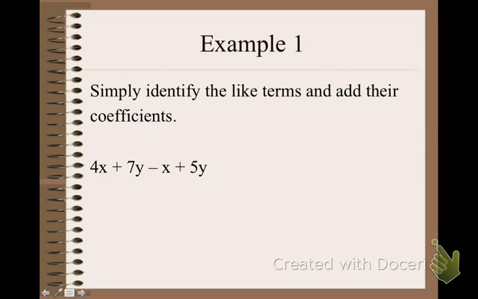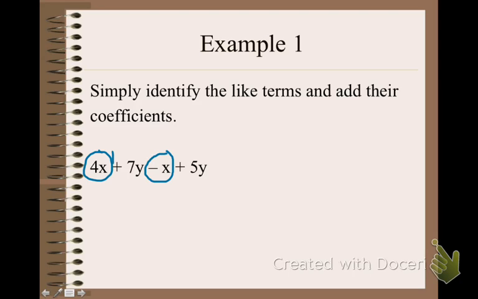So let's go ahead and work on this. First example, simplify. You could just simply identify the like terms and add their coefficients, and we talked about circling, squaring. You could change colors, you could do all kinds of things. So if I look at the first term, and I circle it, 4x, I look for any other terms of x, and I circle the operation in front of it. Again, I circle the operation so that I can see that as a negative 1x.